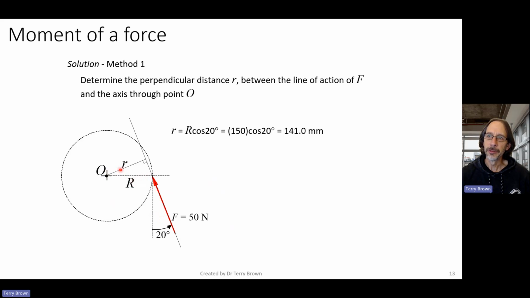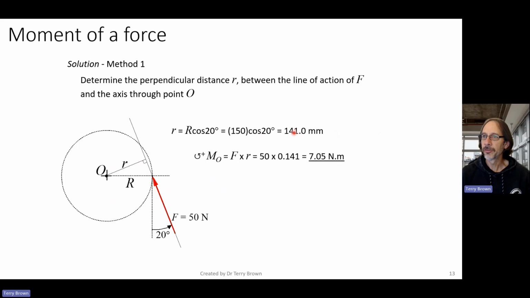And from trigonometry, hopefully you can see that this angle in here will also be 20 degrees. So we can simply work out the length of this side of the triangle from Pythagoras and right angle triangles to get 150 cos 20, which gives us 141 millimeters. So we can now just put that into our calculator and we get 7.05 Newton meters.